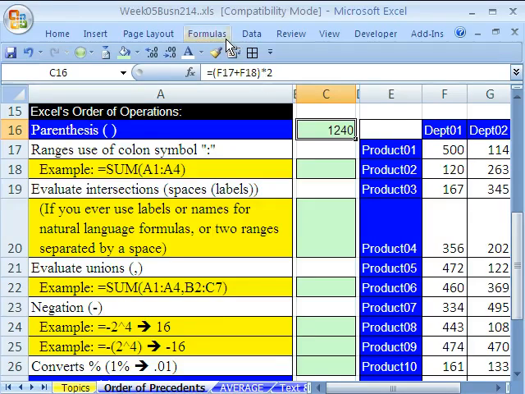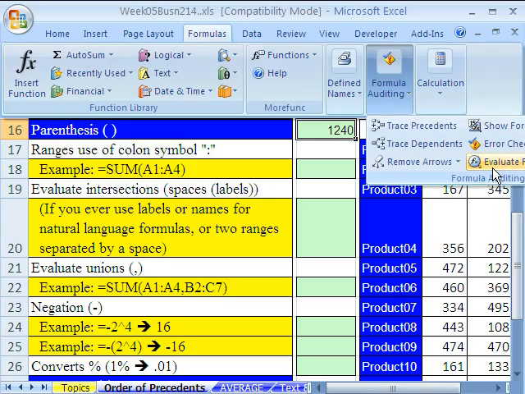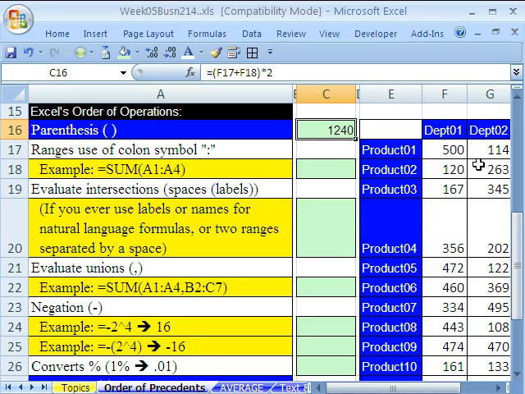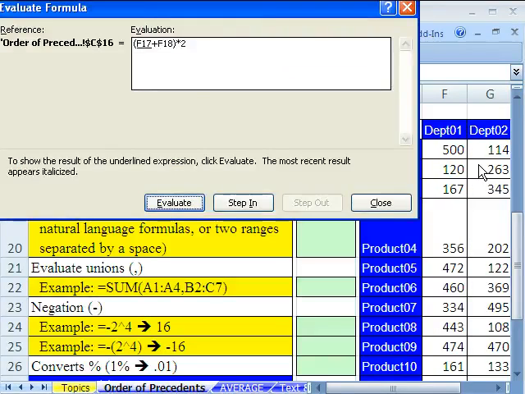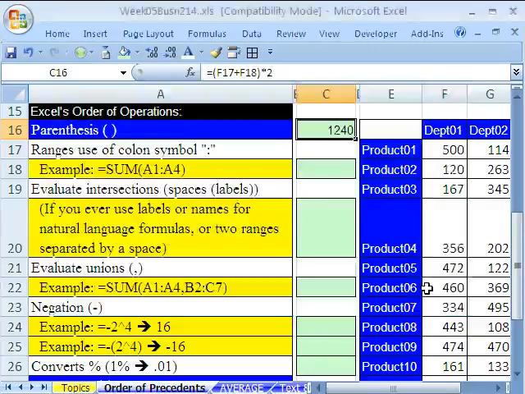Now I'm going to run Formula Evaluator. Formula Auditing, Evaluate Formula. In earlier versions, it's in the Tools menu, Tools, Evaluate Formula. I'm going to do the keyboard shortcut, Alt-T-U-F. And then we click Evaluate. The parentheses are done first, even though the plus should come after multiplying. When you put it in parentheses, forget it. You're telling Excel, do that first. So we get 620, and then we multiply by 2.